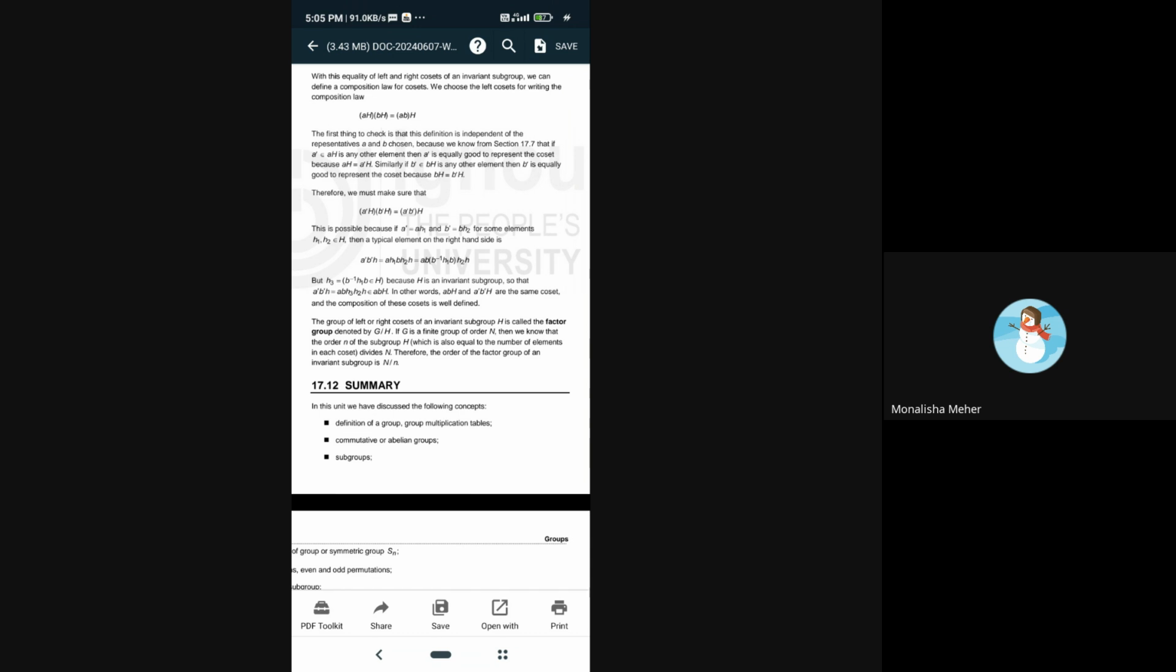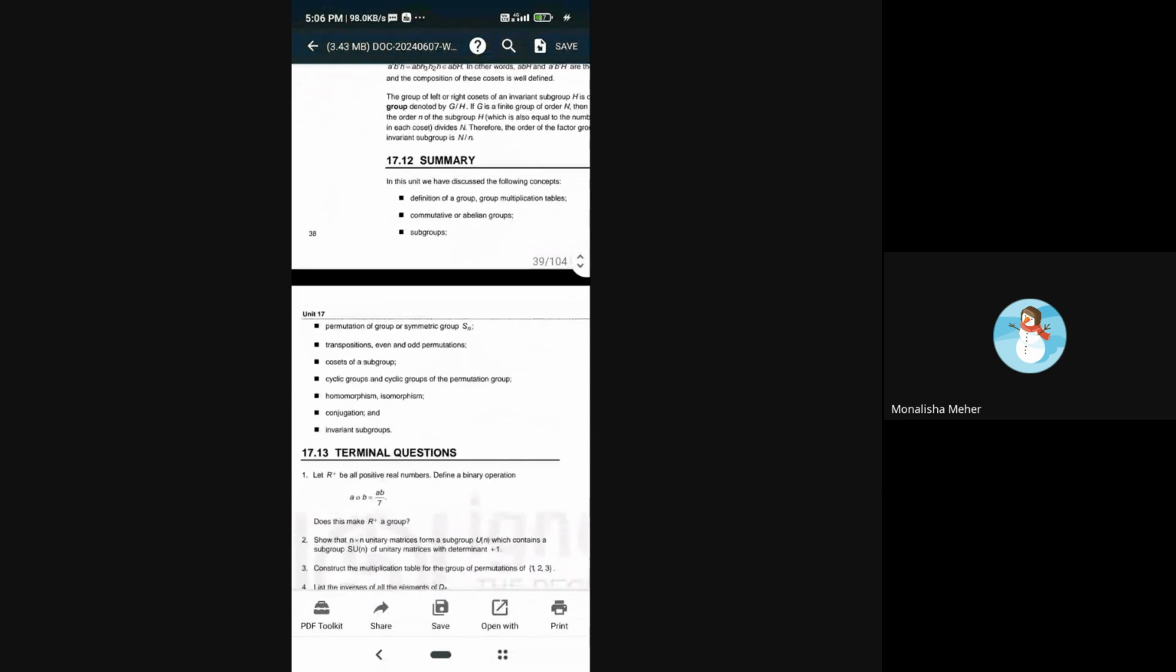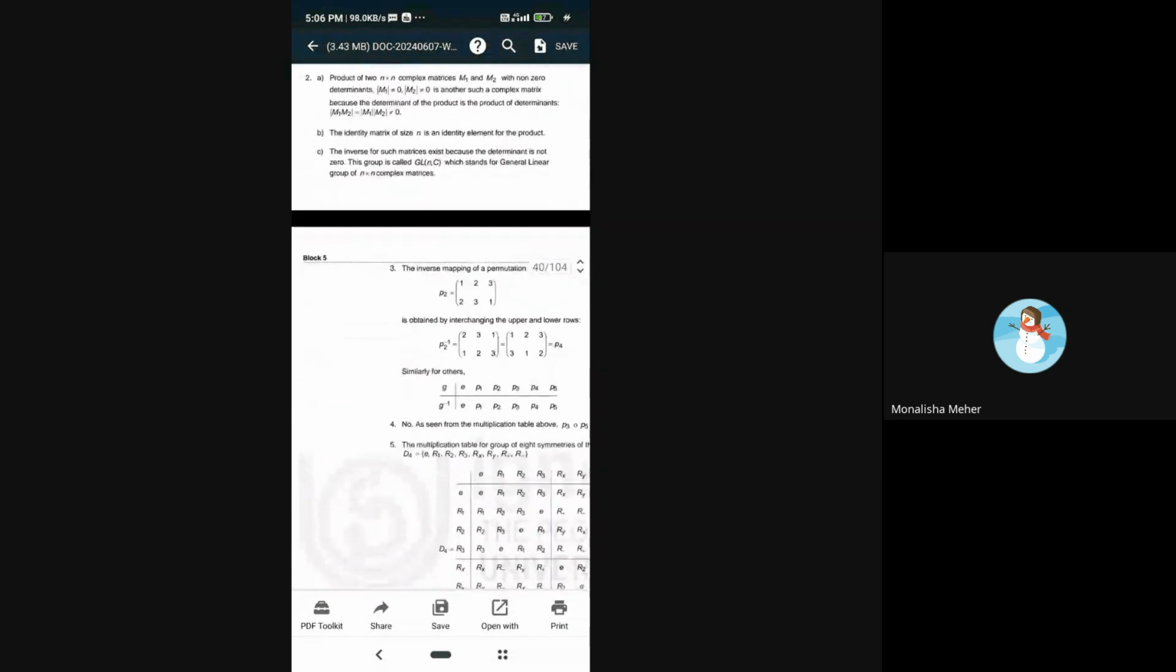If G is a finite group of order n, then we know that the order m of the subgroup H, which is also equal to the number of elements in each coset, divides n. Therefore, the order of the factor group of an invariant subgroup is n/m. So there are some questions, some worked out examples. We can go through it.